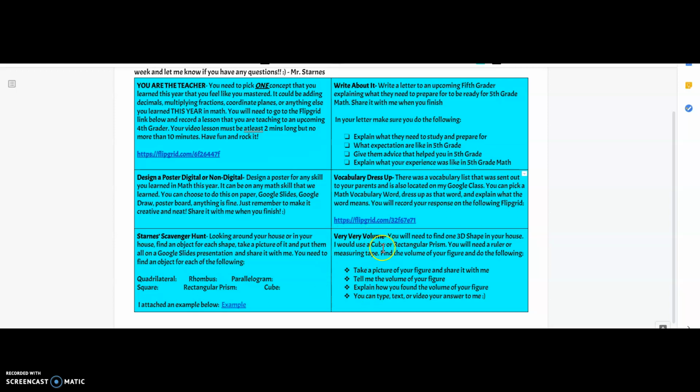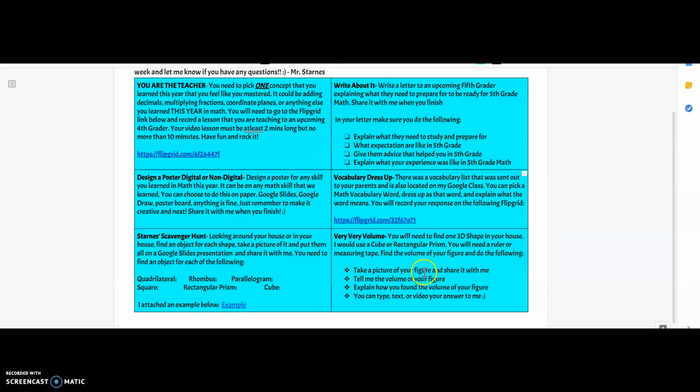Last thing is volume. You're going to need to find one 3D shape in your house. I'm going to give you some advice. I would use a cube or a rectangular prism. You're going to need a ruler or a measuring tape. If you don't have one, ask your parents. I'm sure your parents have a measuring tape somewhere around there. You're going to find the volume of your figure and do the following.